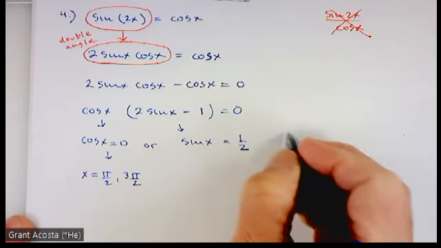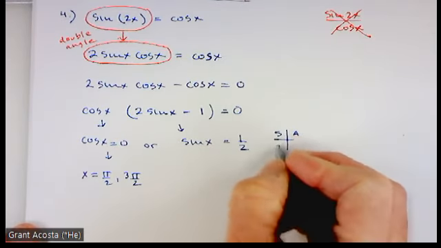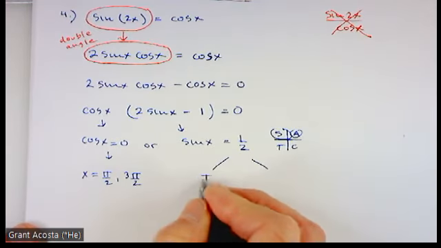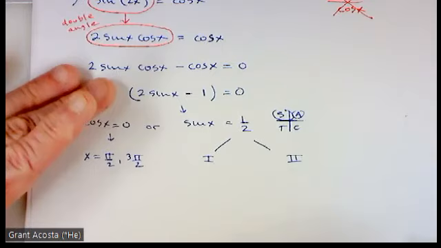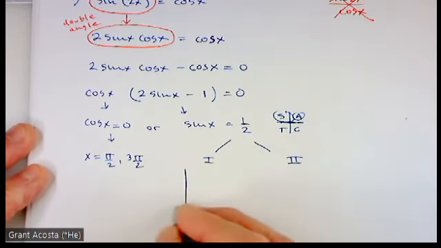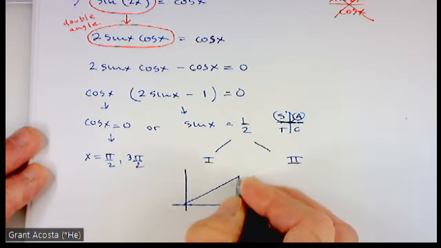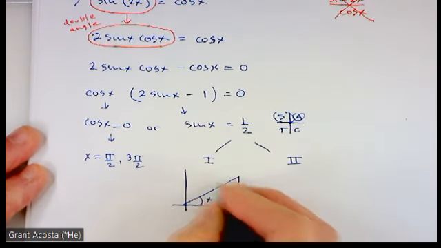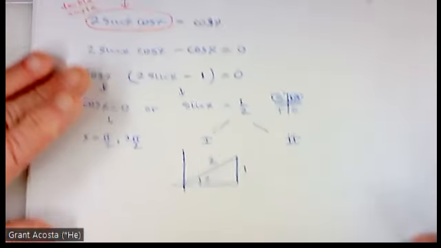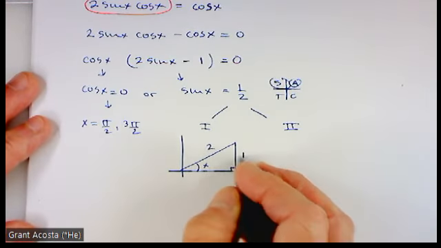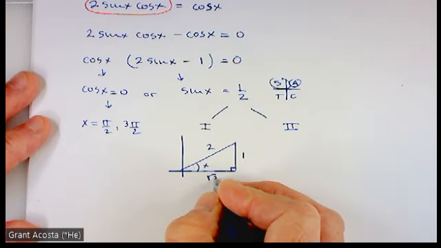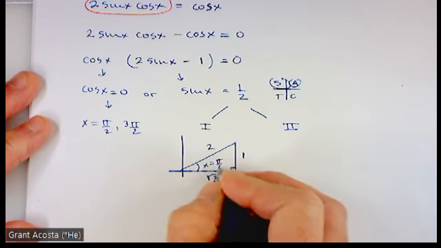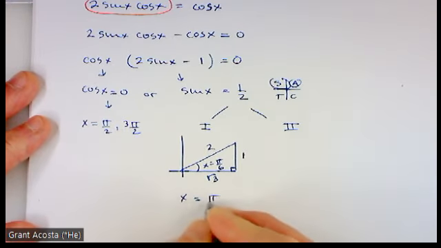Sine of x equals positive 1/2. All students take calculus in either the first or the second quadrant. In the first quadrant, this is my angle. Sine is opposite over hypotenuse. And you should know this triangle, this is your other triangle. If this is 1, this is 2, this side is √3. And more importantly, the angle opposite this one is pi over 6. And that's my angle for the first quadrant.